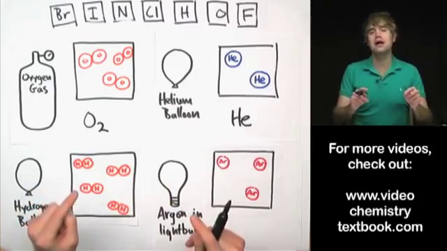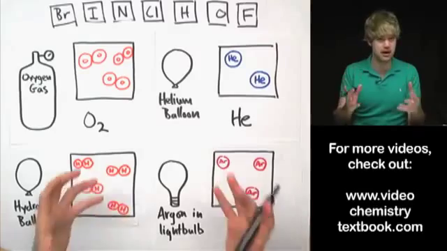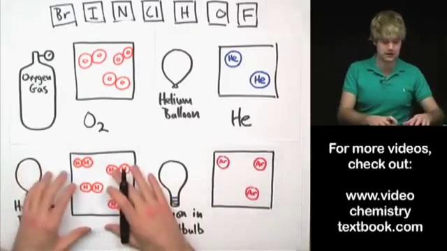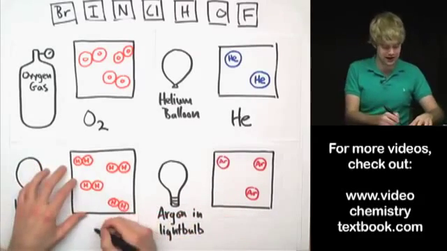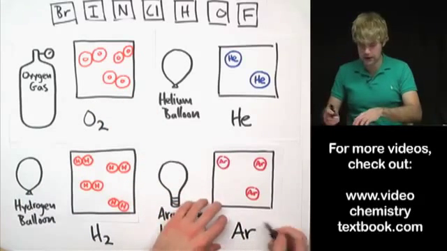Going back to that idea of how we write the chemical formulas of stuff that's made up of diatomic elements, someone says write the chemical symbol for hydrogen gas, it's H2, whereas argon is just Ar.